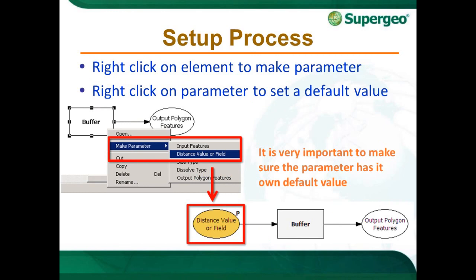Also, the user can set up the parameters, like within the buffer, you can set up the distance value on the field. It's very important to make sure all the parameters have their own default value, which will be shown in yellow, meaning it has been set up. It is very important because when you're designing your geoprocessing, you have to make sure that all the default values have been set up, so that after that we can publish it on the web environment.